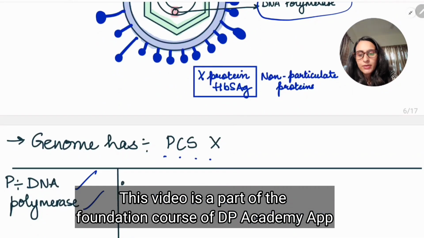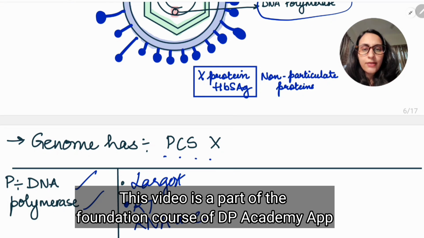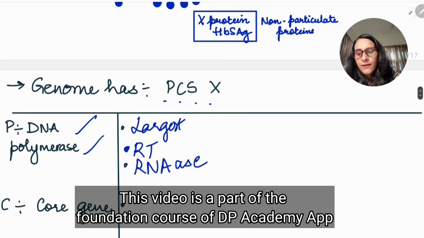P has got DNA polymerase. Remember, P for polymerase, very easy to remember. And it is the largest gene. It has got two more enzymes. One is reverse transcriptase. Now you will be telling, ma'am, it is a DNA virus and you are talking about reverse transcriptase. When we are talking about the pathology, then we will talk about this reverse transcriptase again, and also RNAs. Though it is a DNA virus, it has got these enzymes.